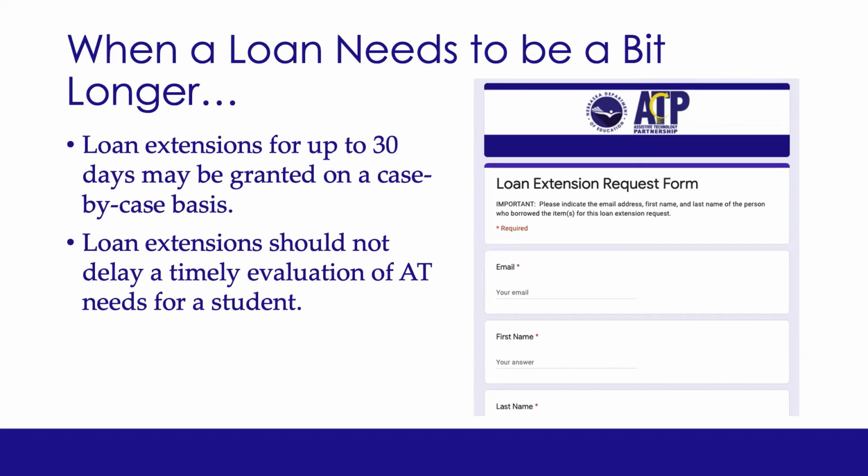A loan extension may be requested if an AT assessment could not be completed within the 60-day loan period due to unforeseen circumstances or if the student is waiting on delivery of purchased AT. Please fill out the loan extension request form and choose a reason for the request. The extension request will be reviewed and may be granted, but not guaranteed, for up to 30 days past the original due date.